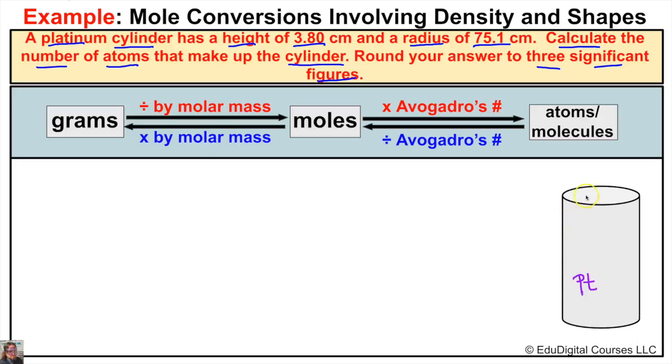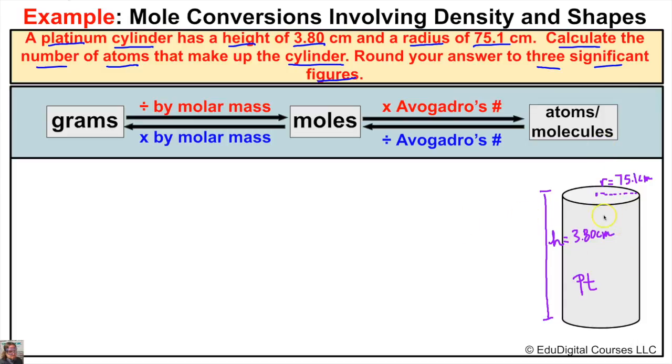What we also know about this cylinder is that the radius is equal to 75.1 centimeters. And we also know that the height of this cylinder is equal to 3.80 centimeters. So what I recommend you do when you come across problems like this involving density and mole conversion and shapes, is draw yourself a little picture and label what's happening.